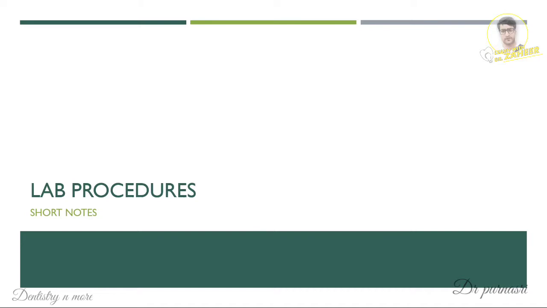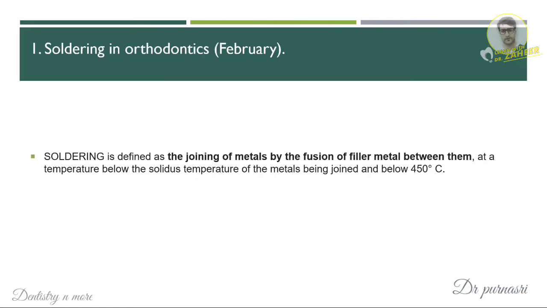Coming to the next topic, lab procedure. Here also short notes have been asked previously. Soldering in orthodontics. Soldering is basically defined as the joining of metals by fusion of filler metal between them at a temperature below the solidus temperature of the metals being joined and below 450 degrees centigrade. The main points to mention are the filler metal used between them, that the temperature is below the solidus temperature of the metals, and that the total temperature is below 450 degrees centigrade. If you write these 3 points, your definition for soldering will be complete.